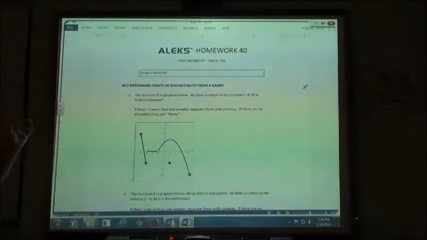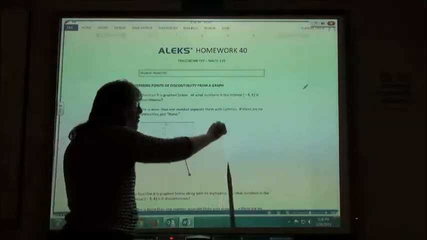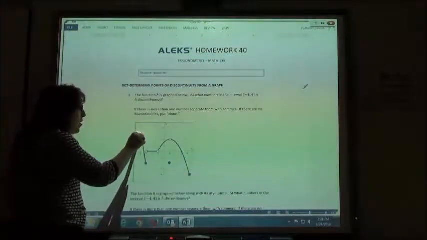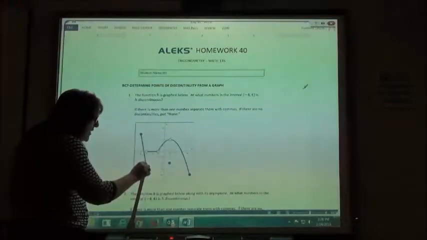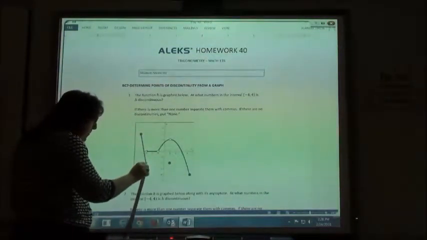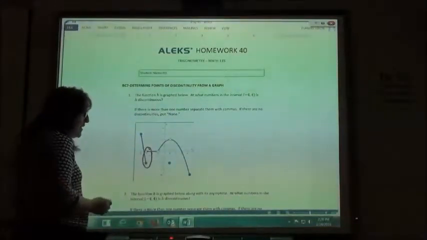A graph is continuous if you can keep your pencil on it and go from one end of the graph to the other end of the graph without picking up your pencil. So if I started here and I ran my pencil along here, in order to get to the next part of my graph, I have to jump up here. I have to lift my pencil up off the paper. And so at this point, my graph is discontinuous.